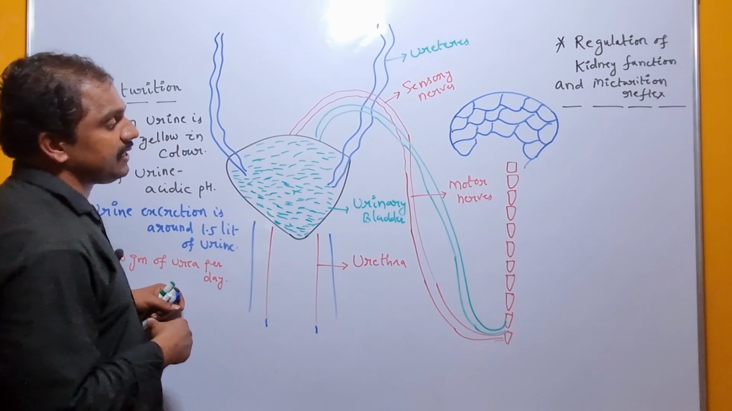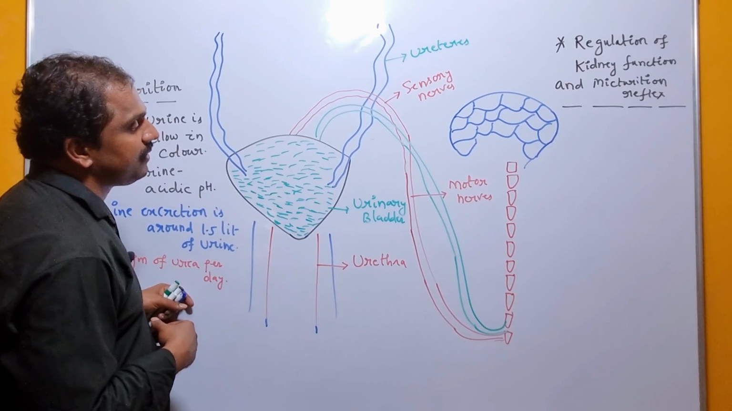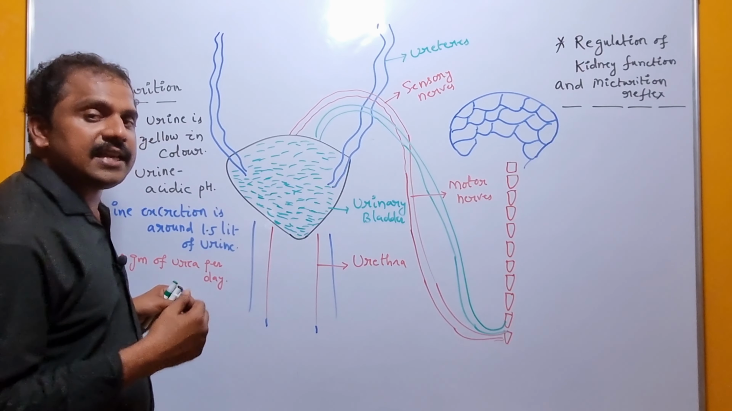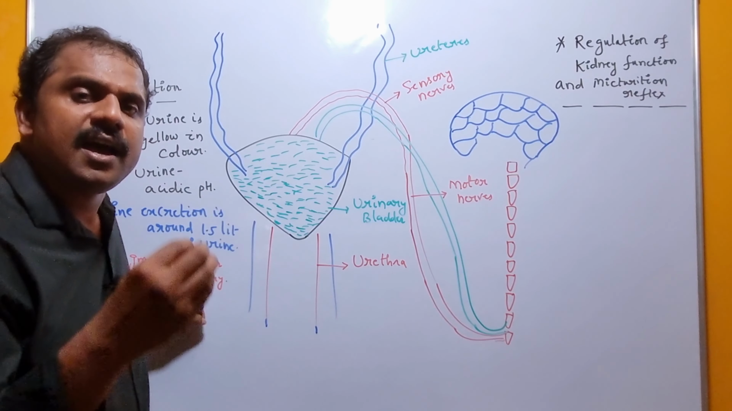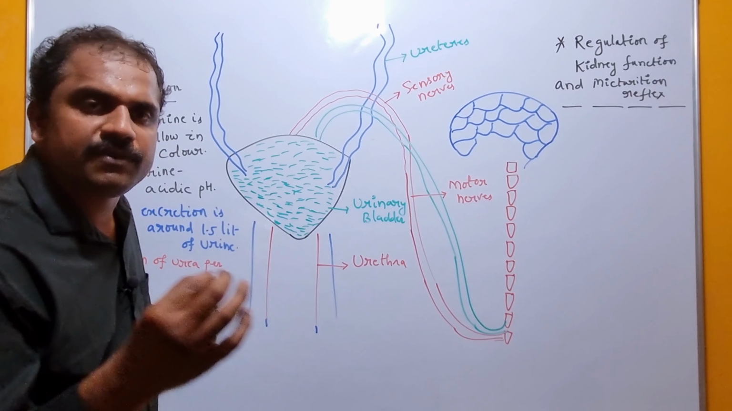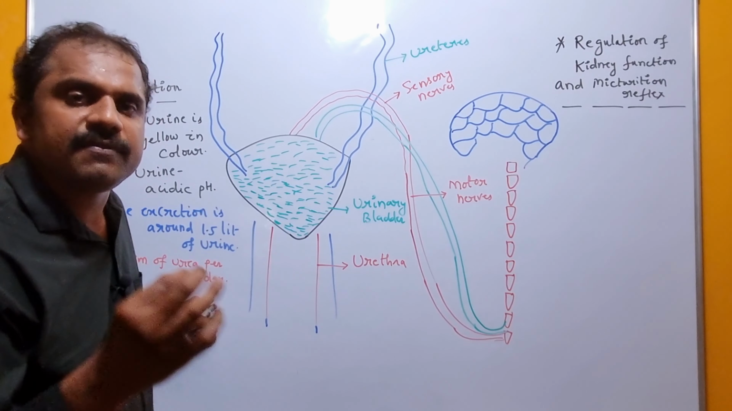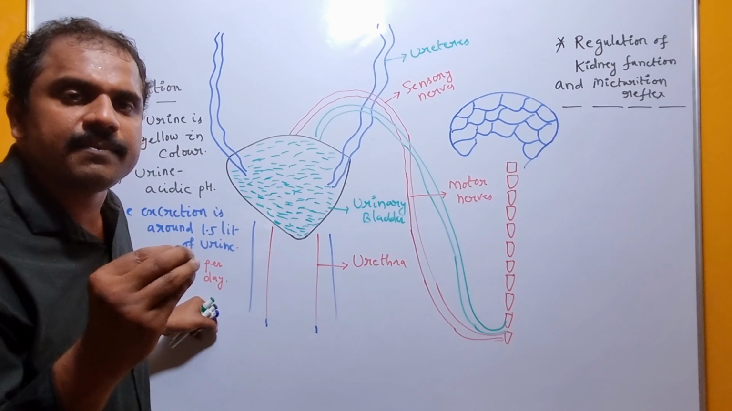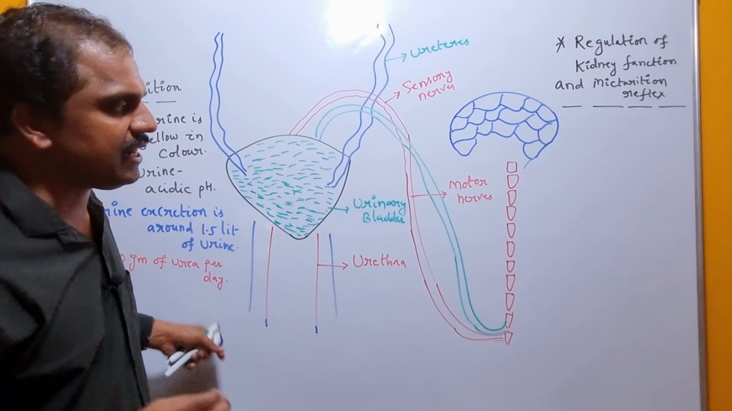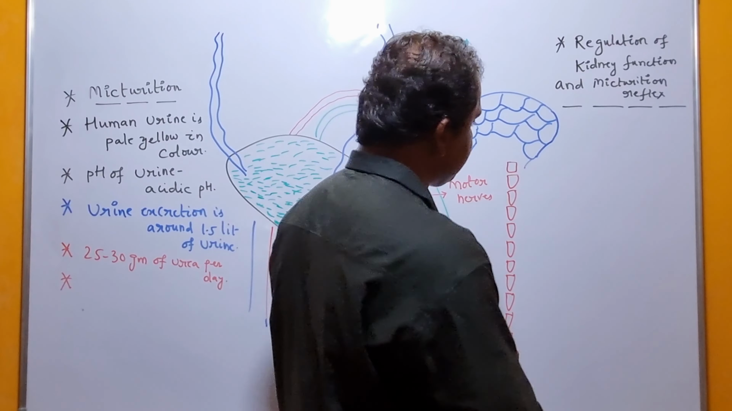So in general, the human urine stored in the urinary bladder is able to come outside by means of a specific mechanism, which is nothing but micturition. So how is the micturition process organized? On the surface of the urinary bladder, certain receptors are present, and these receptors are nothing but stretch receptors. So let me write it on the board. Stretch receptors.